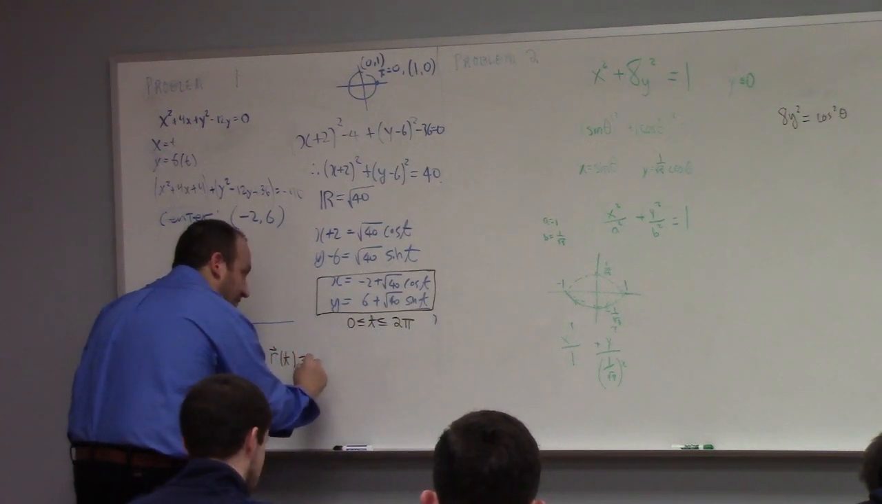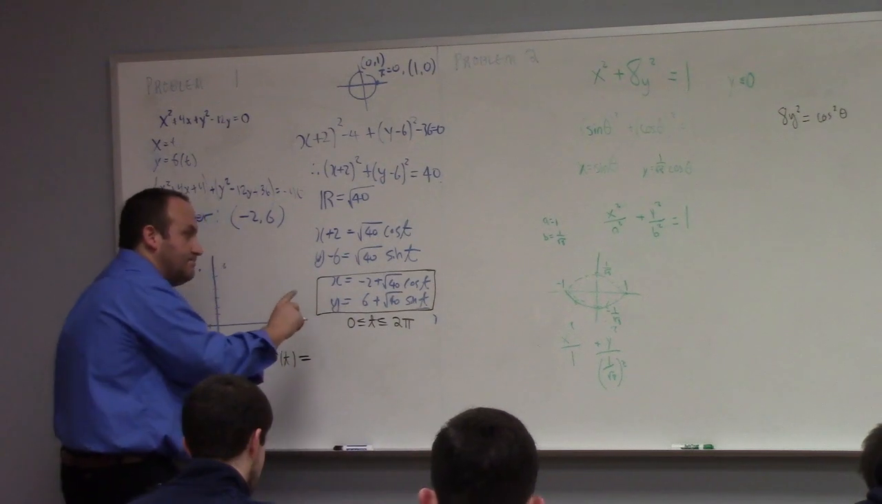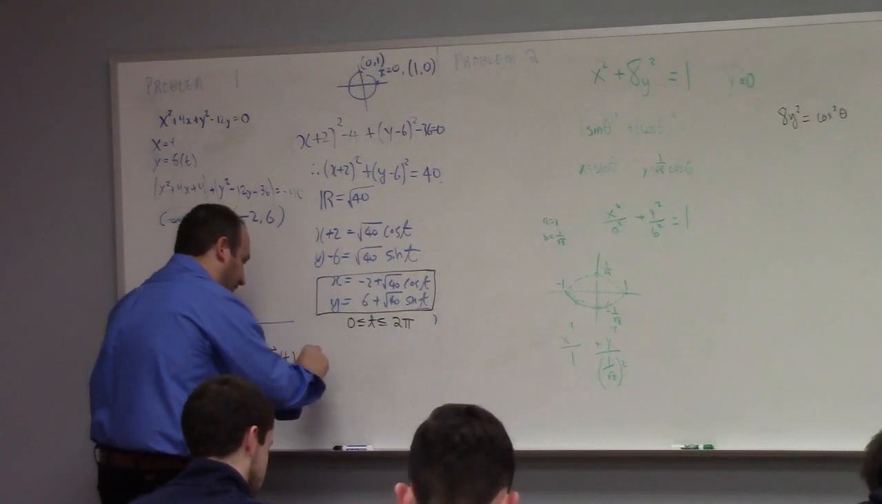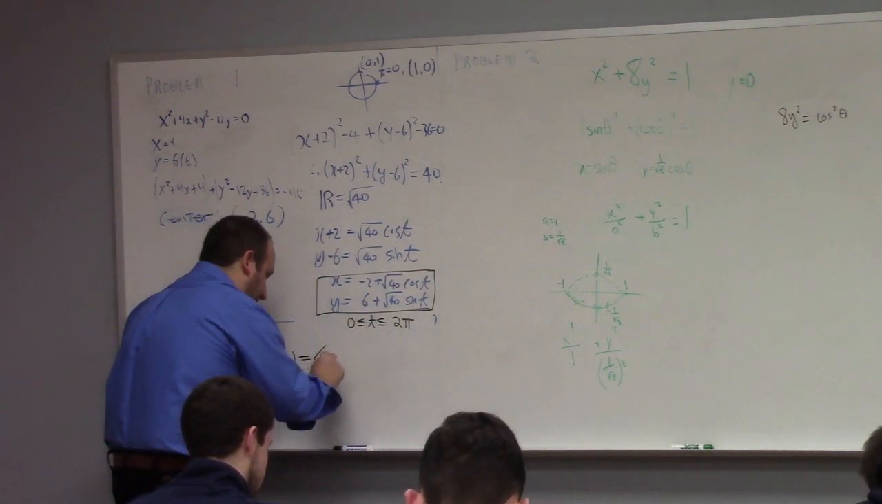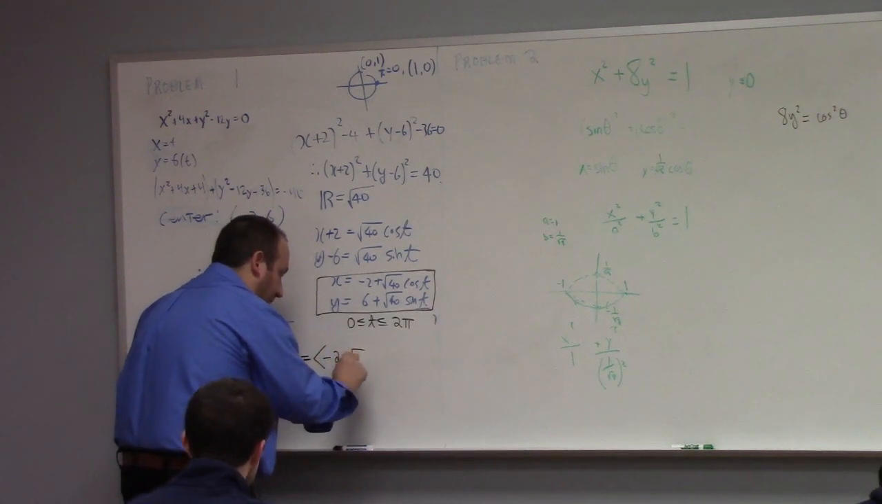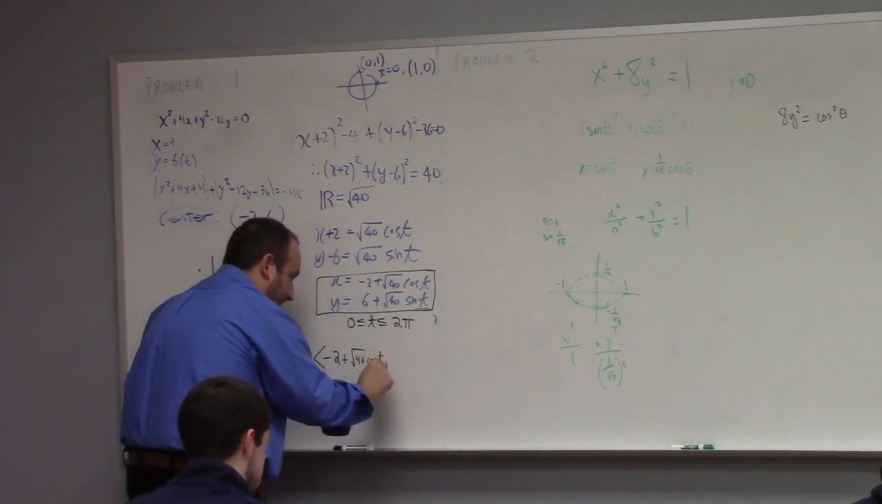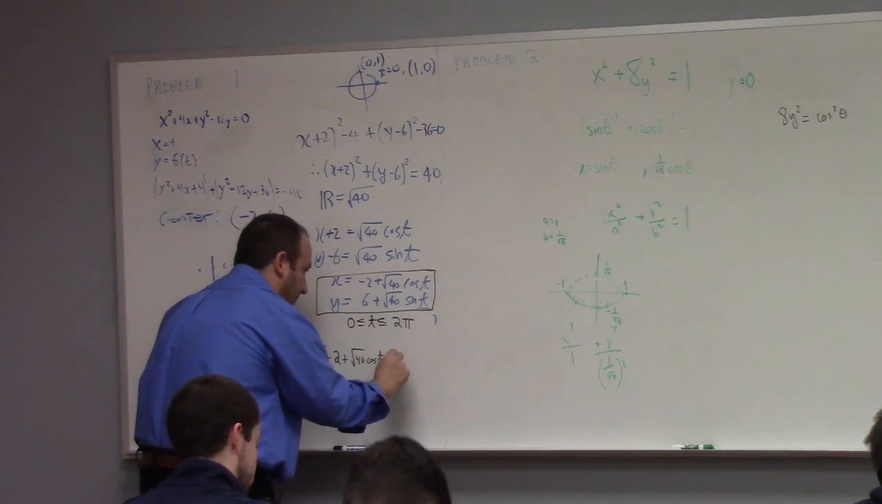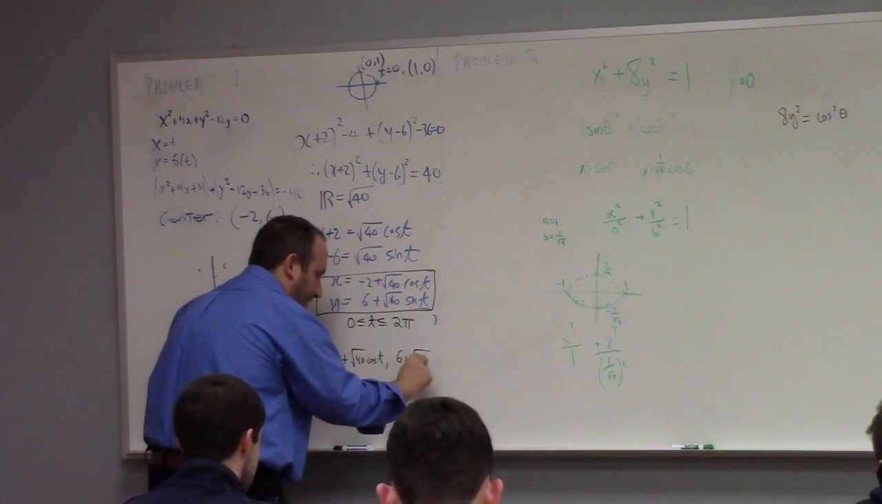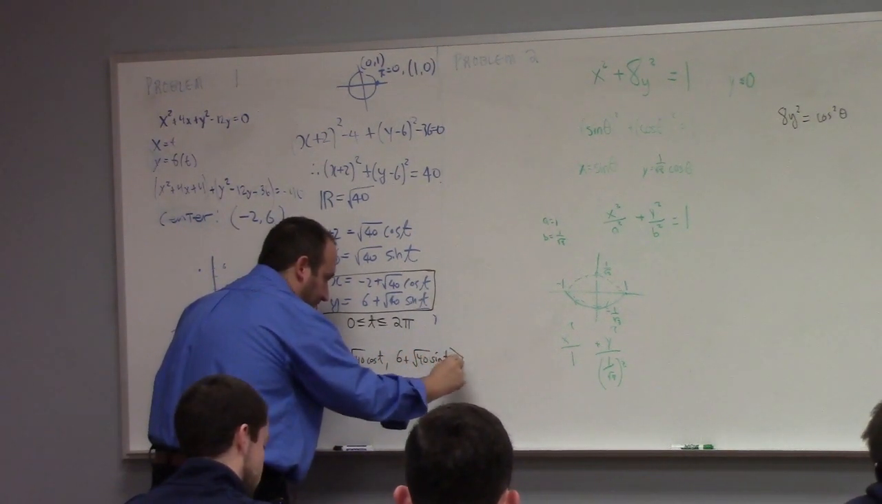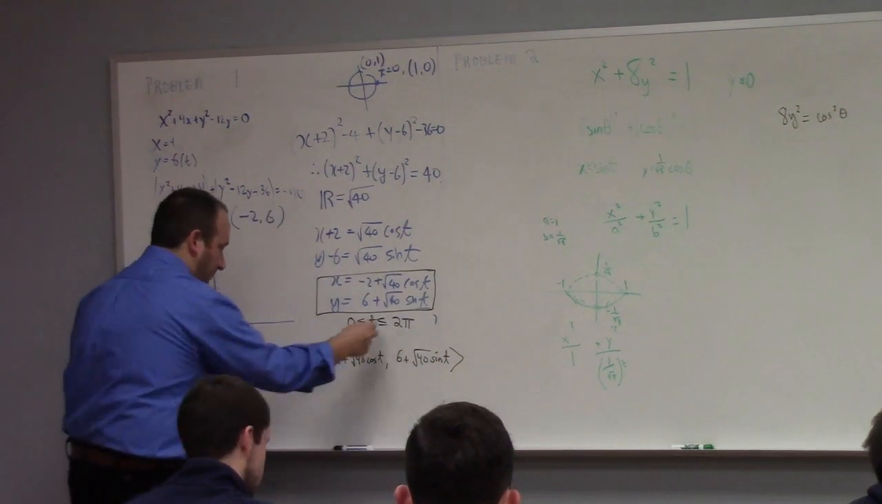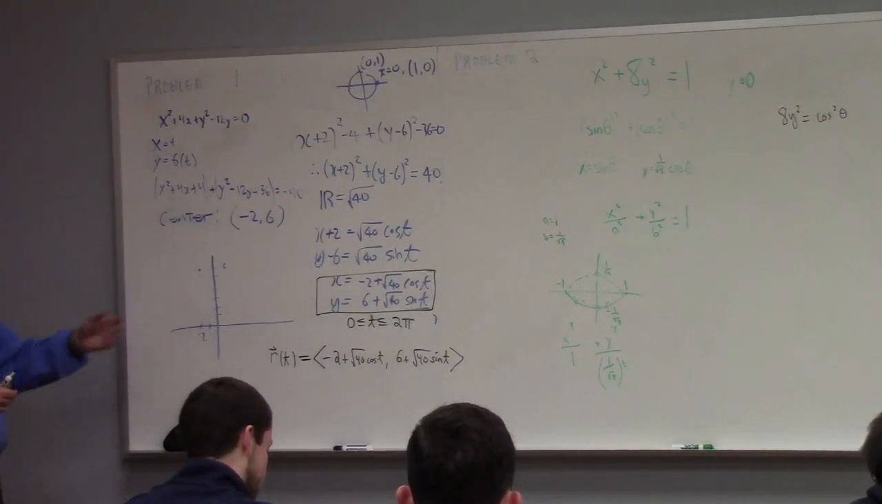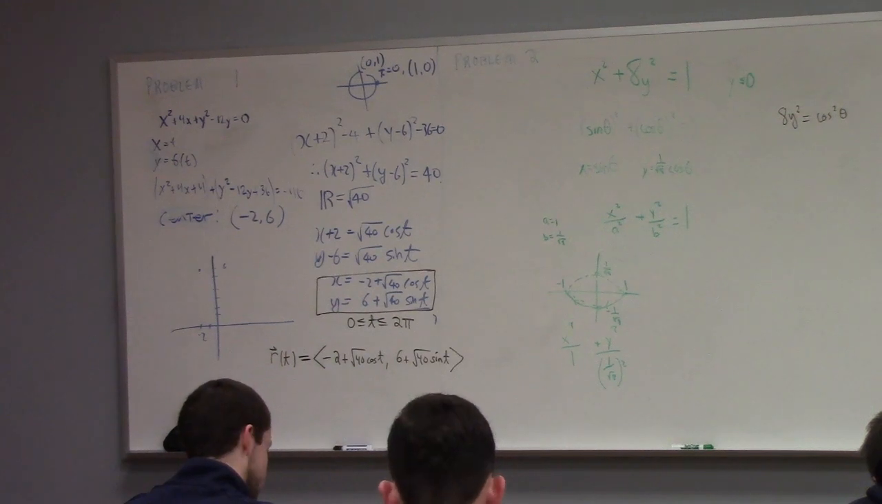Okay, sorry. So of course you could increase the domain of the parameter if you wanted to cover the circle more times, but if we just want to cover it once, 0 to 2 pi will do just nicely. And then the vector parameterization, we just put these in a pair. It's minus 2 plus root 40 cosine t, and 6 plus the square root of 40 sine t, again for 0 less than or equal to t less than or equal to 2 pi. That's the vector parameterization for the curve, right?